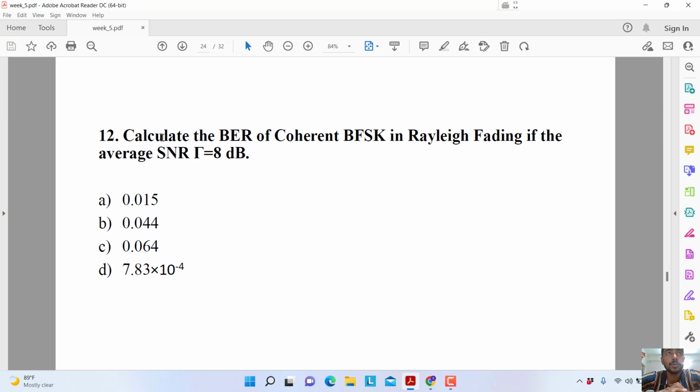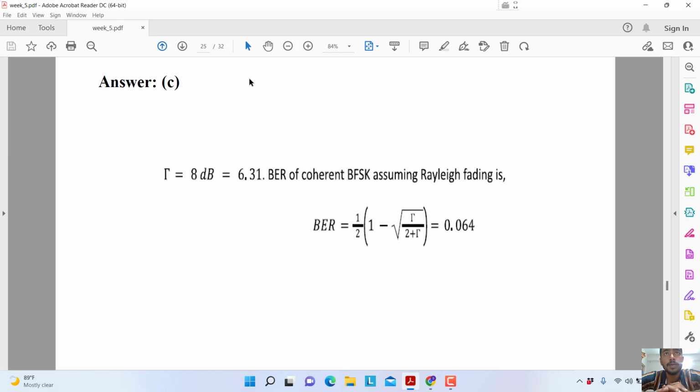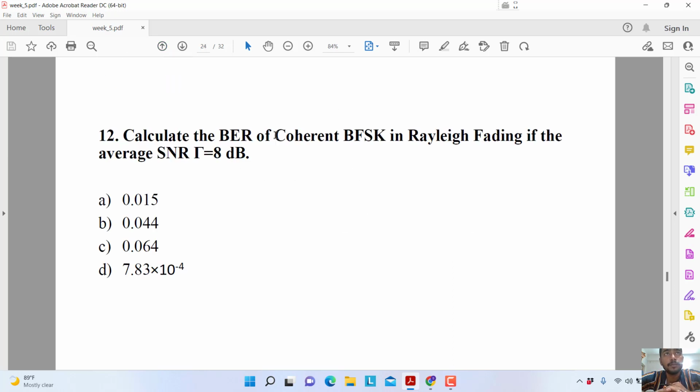Question number 12 is a numerical question. Calculate the BER for coherent BFSK in Rayleigh fading if the average SNR is 8 dB. Here SNR is given and we are using coherent BFSK in Rayleigh fading. Calculate the BER. Let's try it. Try to solve this question in your notebook.